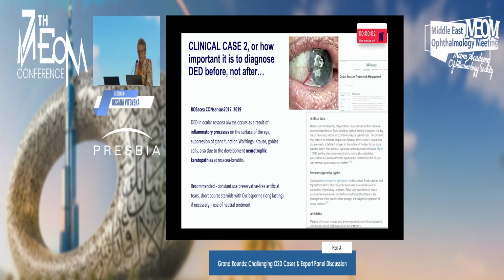And in this case, if you look at the consensus meeting and recommendations, we should always add cyclosporins as first line therapy together with artificial tears and other measures, and try to avoid triggers.